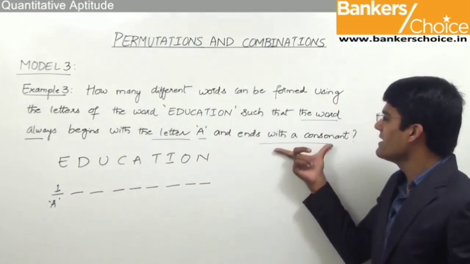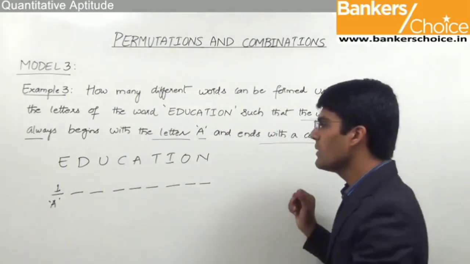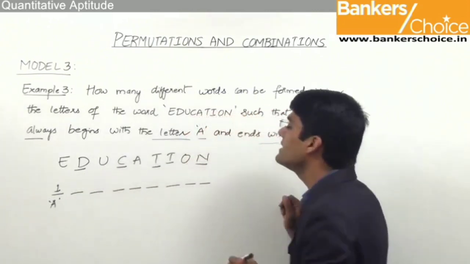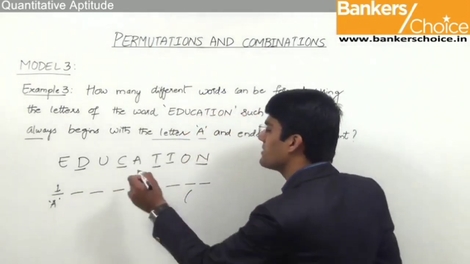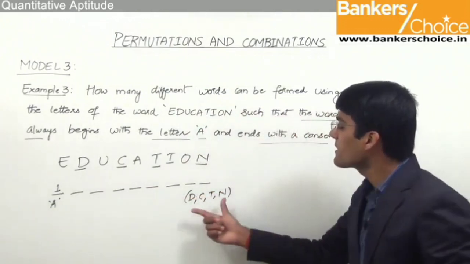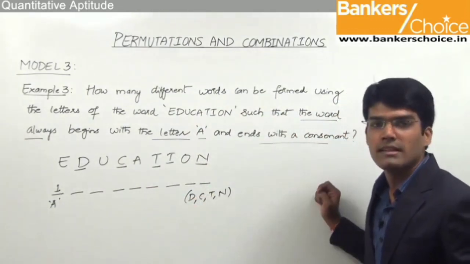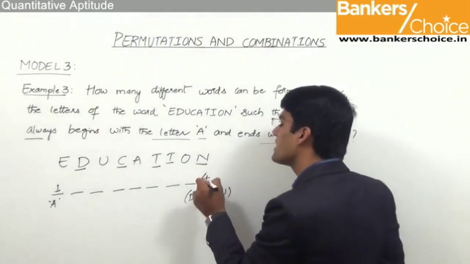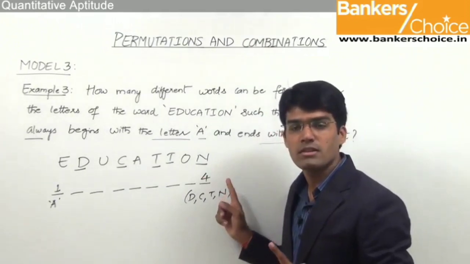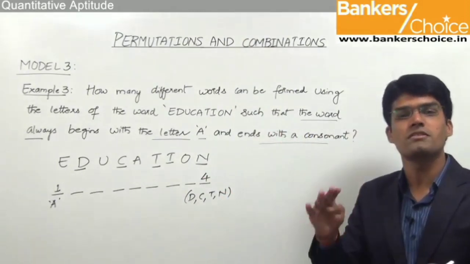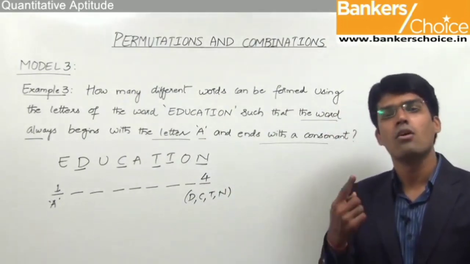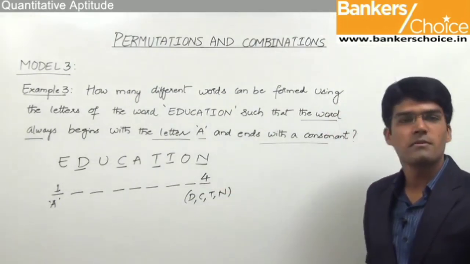And the next condition here says it should end with a consonant. Now here in the given word we have got consonants D, C, T and N. These are the 4 consonants. So here last position can be filled either by D or C or T or N. That means there are 4 possible letters which can come in the last position. So we can say last position can be filled in 4 ways. Remember friends, 4 ways but not 4 factorial ways. Why? Because 4 factorial should be taken when there are 4 positions and 4 objects. Here we have 4 objects but only 1 position. So that is 4P1 or 4. So last position can be filled in 4 ways.